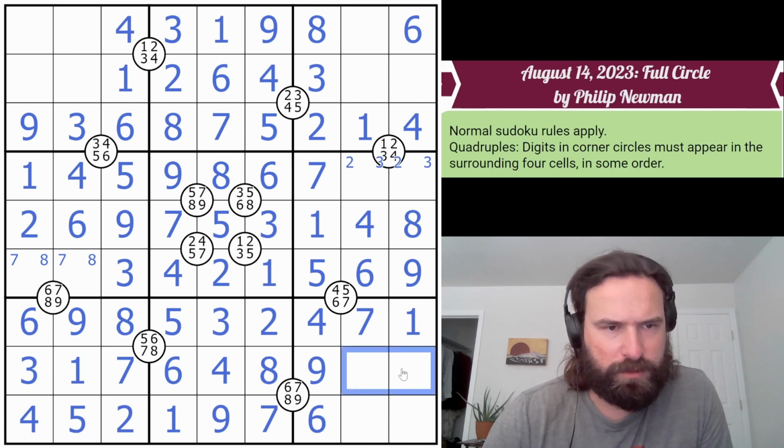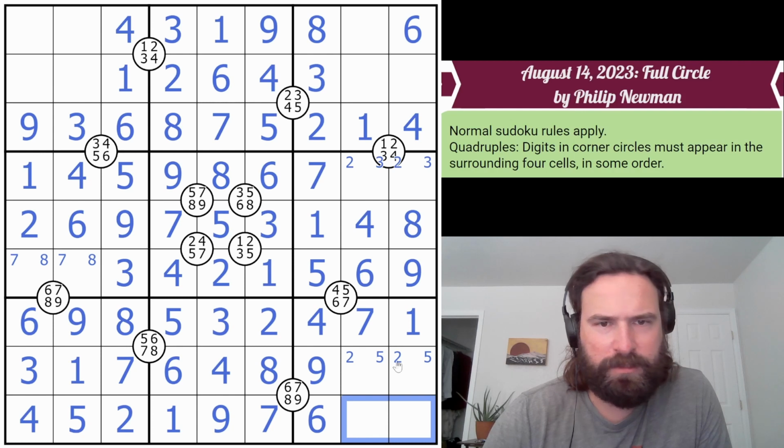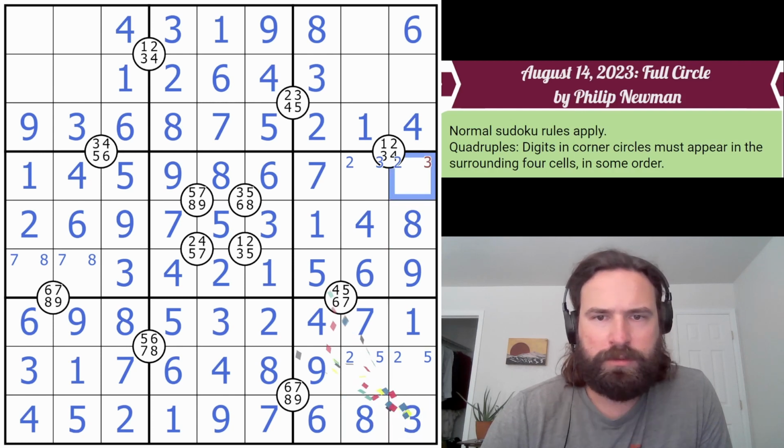What are these? 2 and 5. And what are these? 3, 8. There's an 8. Alright, there's an 8. 3, 2. That's 3 in the corner. That's 3 in the spotlight.